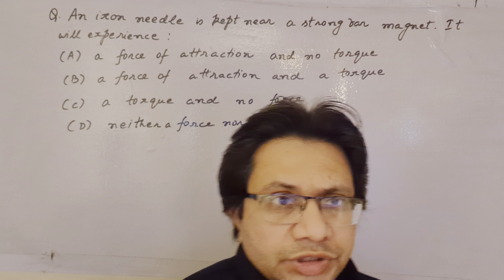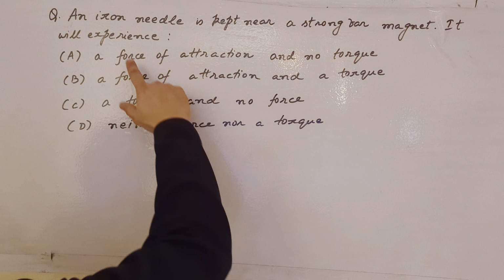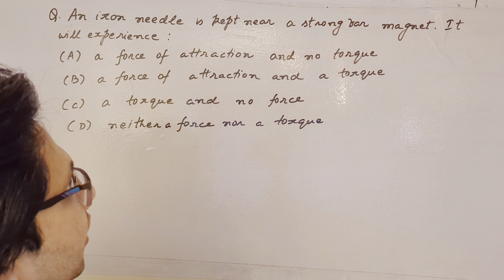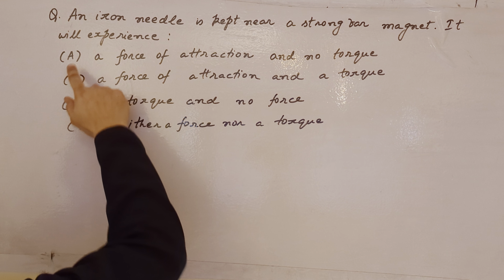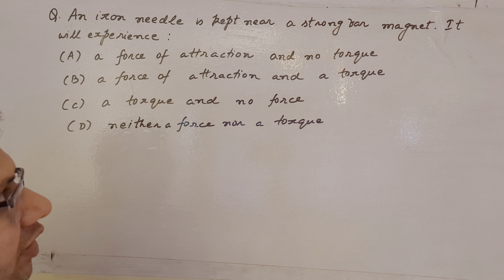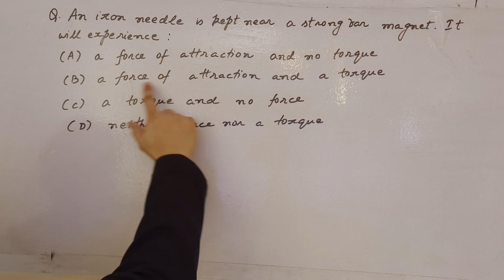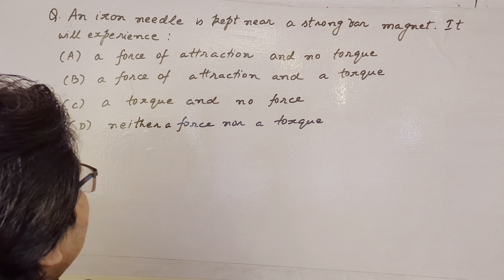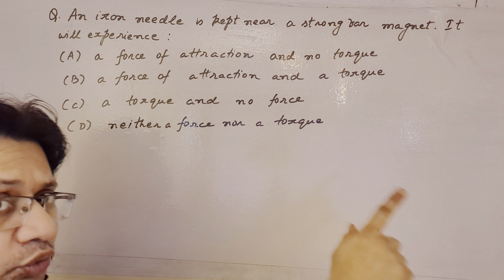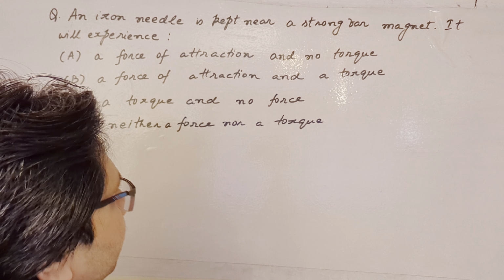Hello students, the question is: an iron needle is kept near a strong bar magnet. It will experience: option A, a force of attraction and no torque; option B, a force of attraction and a torque; option C, a torque and no force; and option D, neither force nor torque.